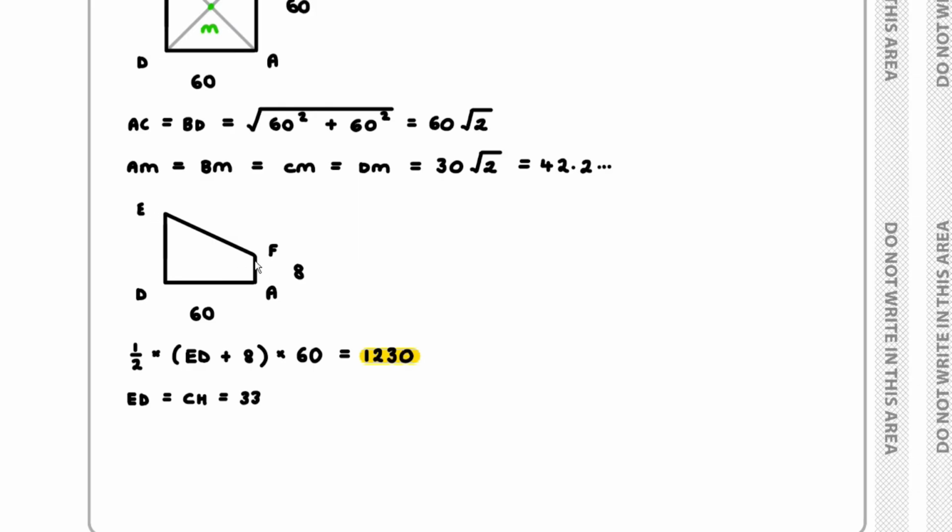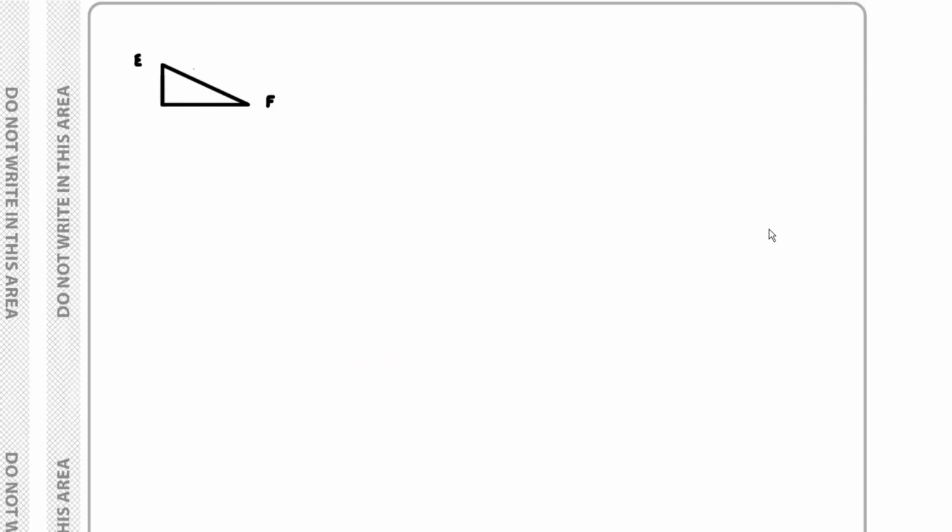What I can now do is find out what EF is, and I can form a new triangle with EF and some portion of the length ED. So we've got this triangle here, and this length will equal the 33 subtract the 8, which is 25, and this length will remain as 60. So now we can find EF. EF, that's equal to HG, which is equal to the square root of 25 squared plus 60 squared, which is equal to 65.